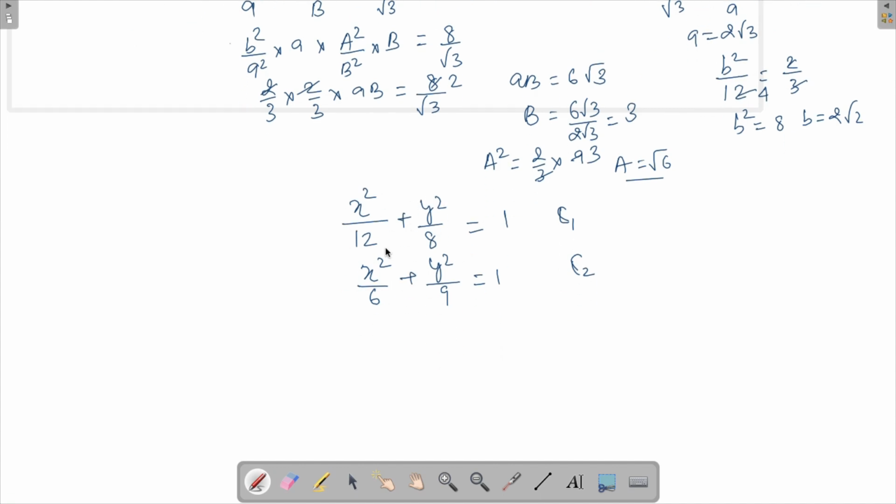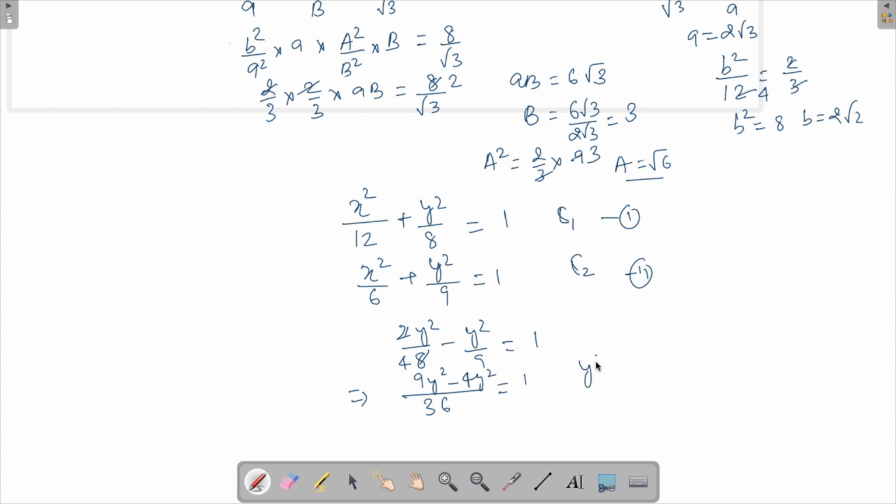Now we'll have to solve these two equations together. Either I could eliminate x square here by multiplying it by 2. That is also possible. So we can just substitute or eliminate. So let's eliminate this. Call this 1, call this 2. Now I will multiply this with 2 and then subtract. So this will be 2y square by 8 minus y square by 9 equals 2 minus 1, which is 1. So from here I get 2 4s are 8, and then I'll get 36 as my LCM. This will be 9y square minus 4y square equals 1.